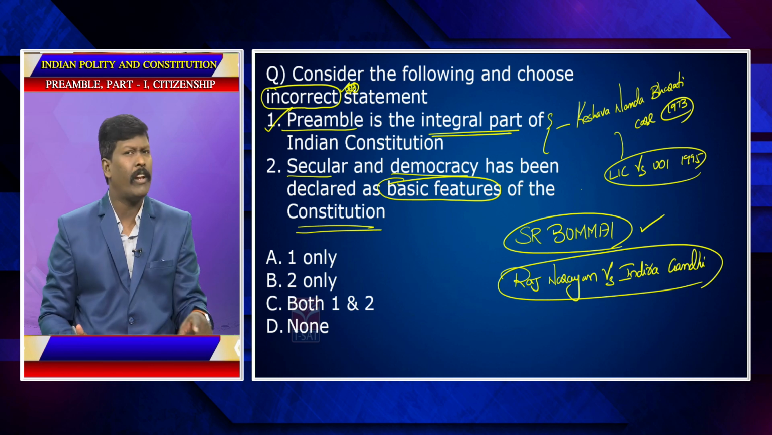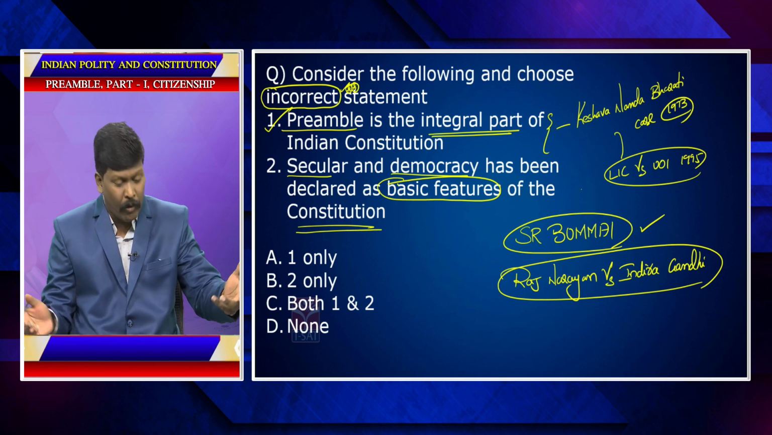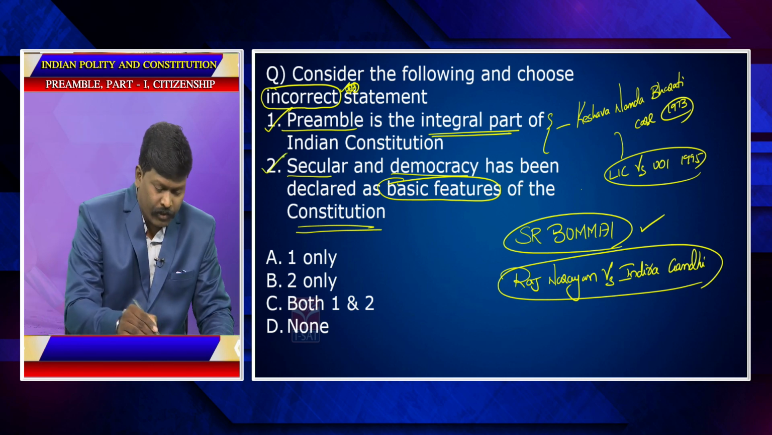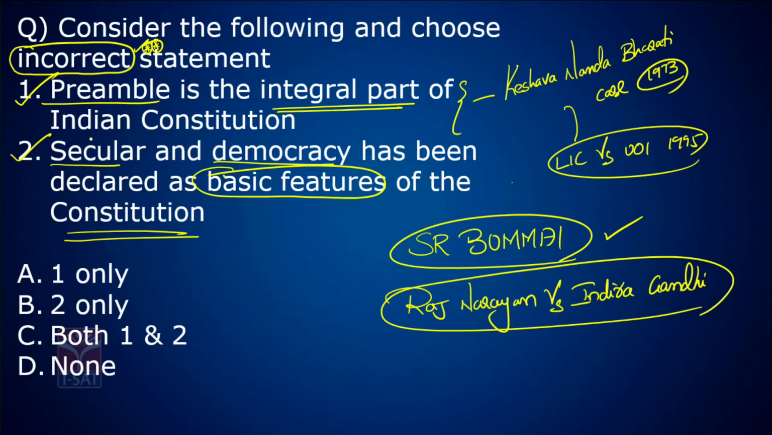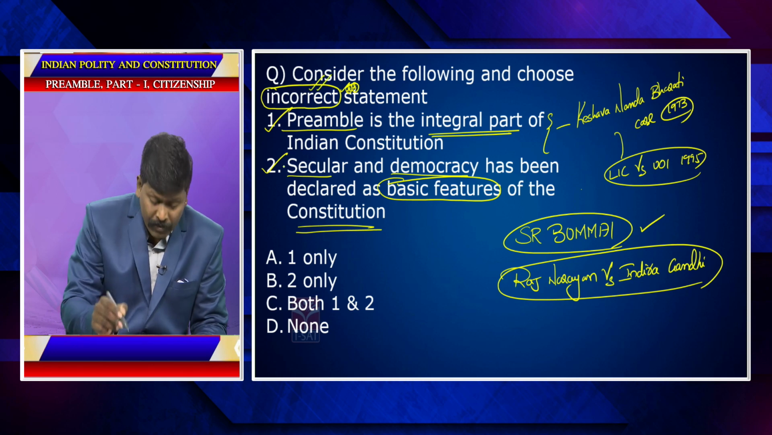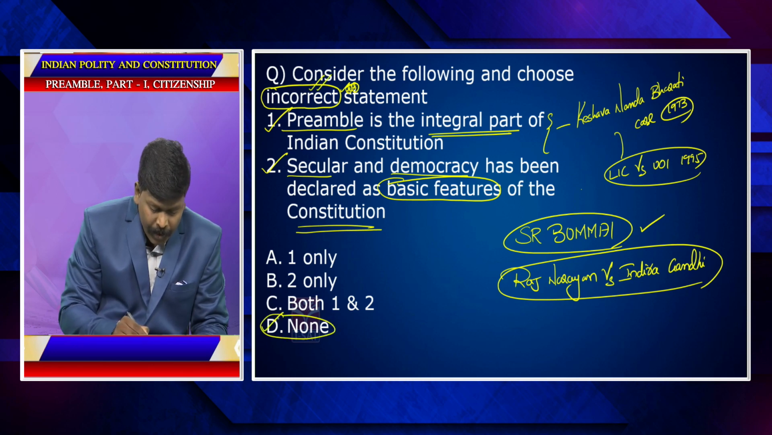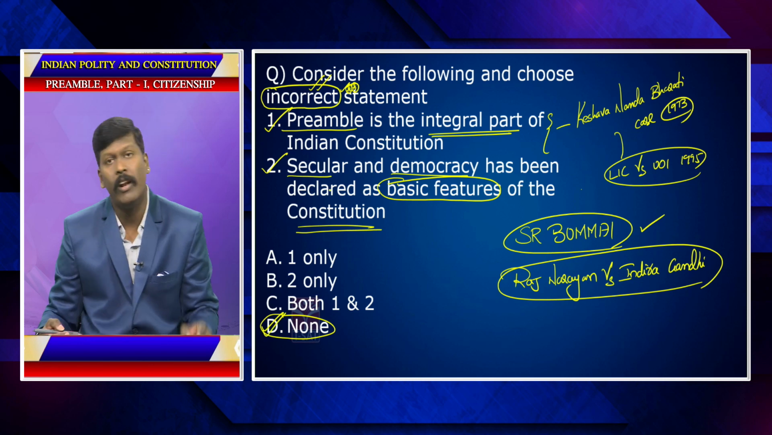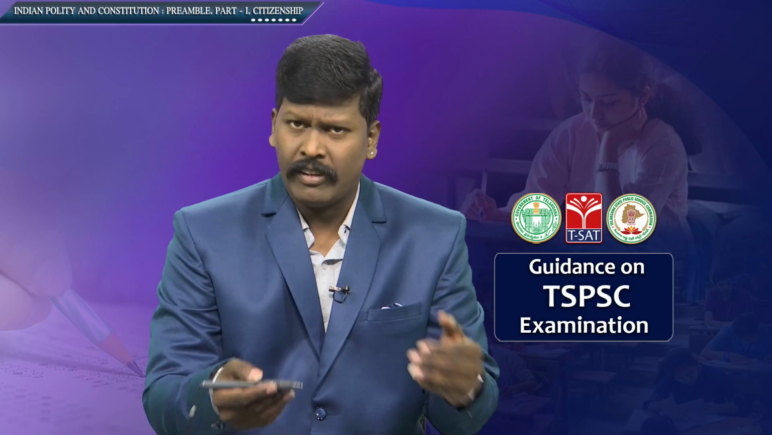Now what is the answer? Tell me what is the answer? Both the statements are correct, right? Now what is the answer? If you say C, that is wrong, because I am asking incorrect statement. As both the statements are correct, answer is D. None of the statements are incorrect is what you need to opt for. This is a direct question.